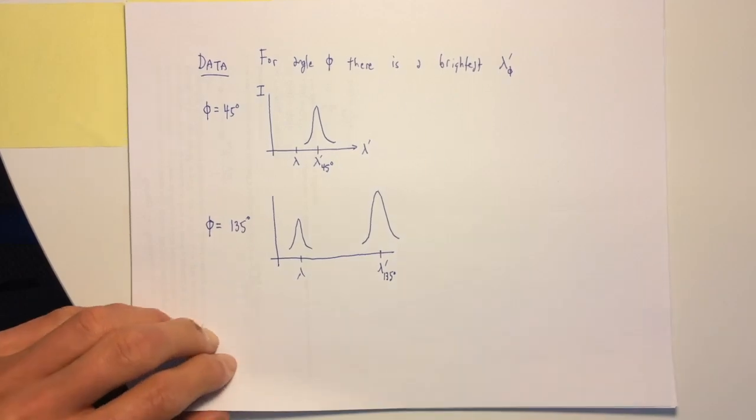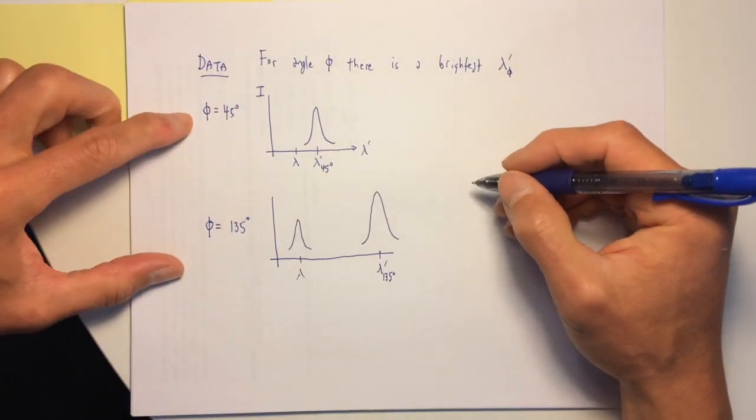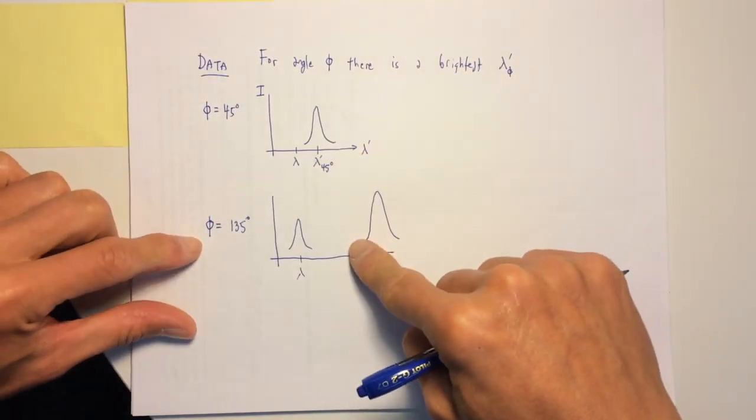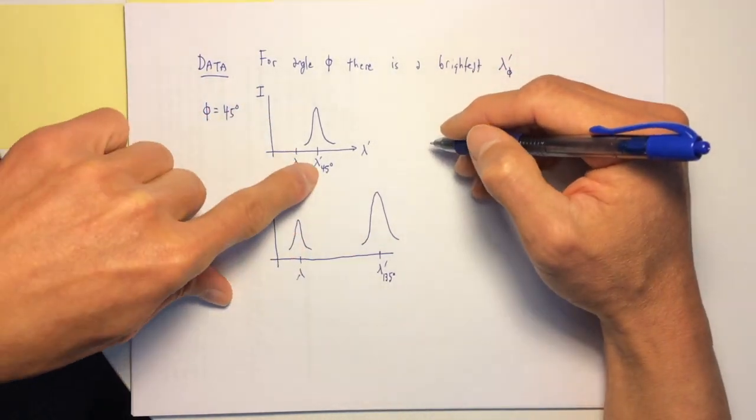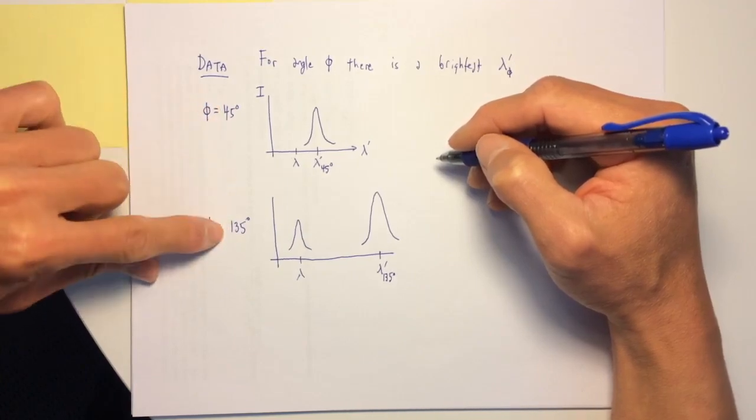Okay, so this is what the data looks like, and you can go and look up lots of data for this, like lots of different angles. I only showed you 2 different angles.